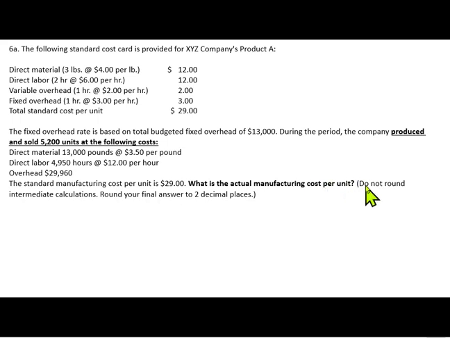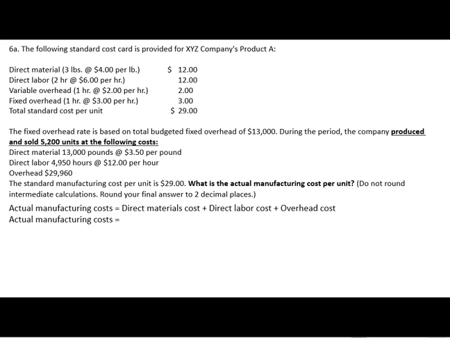So we're not supposed to round intermediate calculations. We're supposed to round final calculations to 2 decimal places. So let's see what the actual manufacturing costs per unit are. We're going to use a lot of these actual numbers here, and of course the actual units we produced. So let's do this. Actual manufacturing costs are going to equal the actual direct material cost plus the actual direct labor cost plus the actual overhead cost. And all those actual manufacturing costs are then going to be as follows.